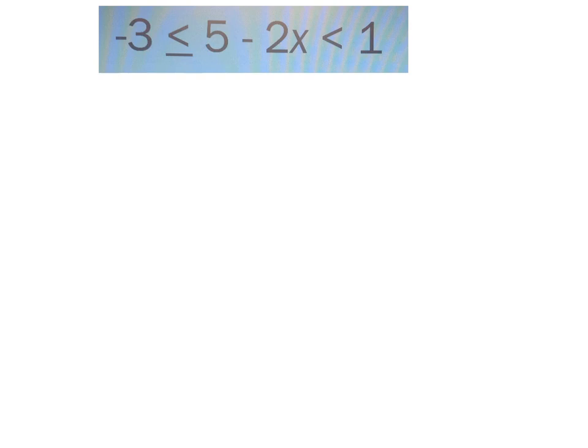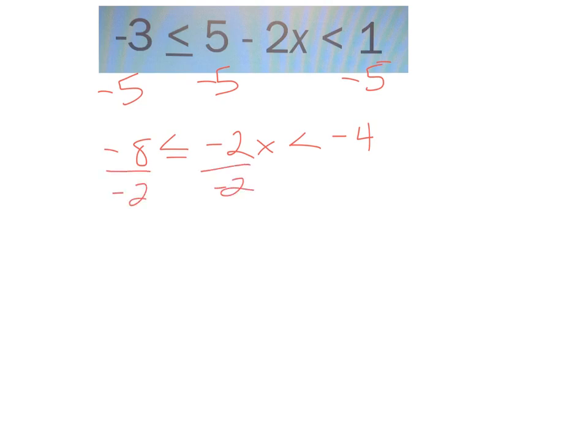This last example that we have, I would start by looking in the middle, and I'm going to get rid of this positive 5. I'm going to minus 5 from all three sides. That gives me negative 8 less than or equal to negative 2x less than negative 4. Now the next thing I'm going to do is divide everything by a negative 2. But remember, when we divide by a negative, we have to flip the inequality. So we would have positive 4 greater than or equal to x greater than positive 2.